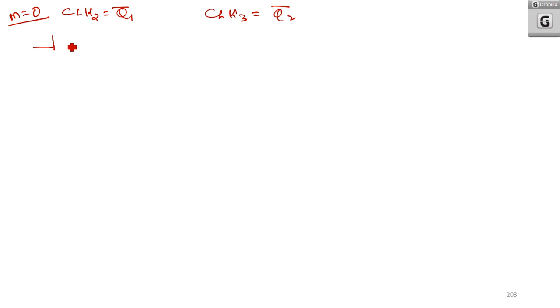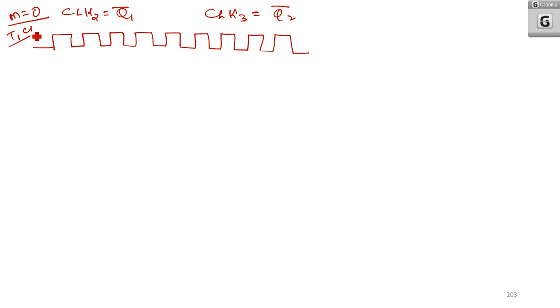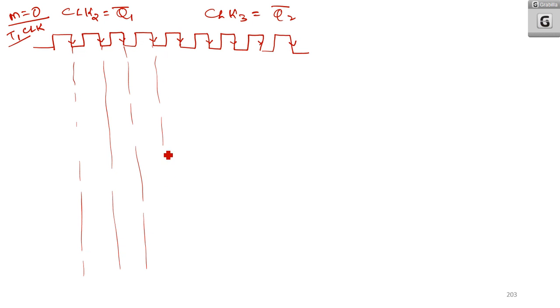So I am drawing the clock. I am drawing 9 clocks. This is the input to T1, that is the clock of T1. Since it is negative edge triggered, I should mark these points and take it down. I should go for these points.